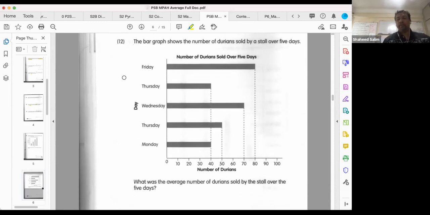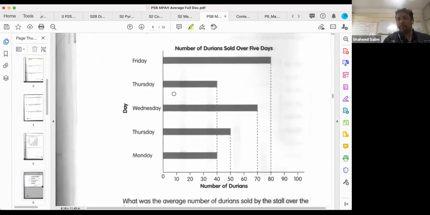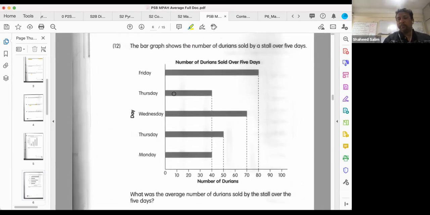Okay, we try this next one. If you cannot see, I got to make it bigger. Yeah, I think like that. 5 days, 5 days.